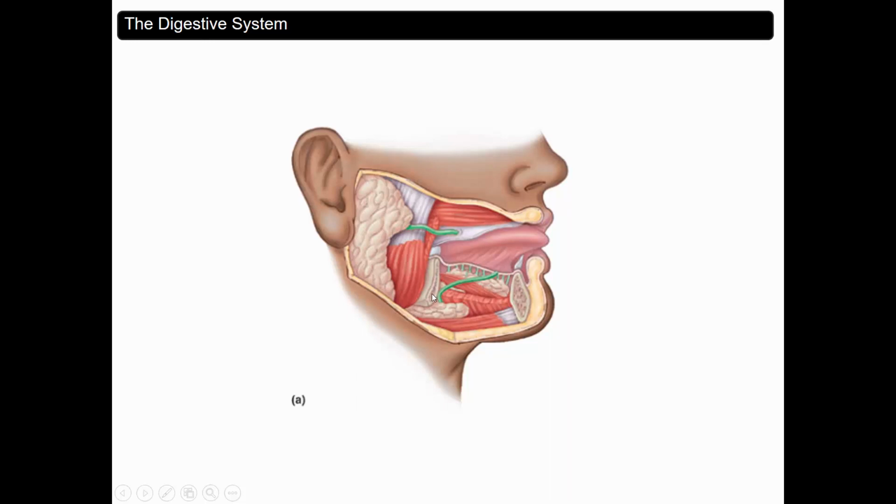Then the next one, we've taken a chunk of the mandible out just to see a little bit better these deeper structures. But under the mandible, we have this lump of tissue called the submandibular gland. This one you can actually feel on yourself. If you feel under your mandible for a lump on both left and right side, you should be able to feel this on yourself.